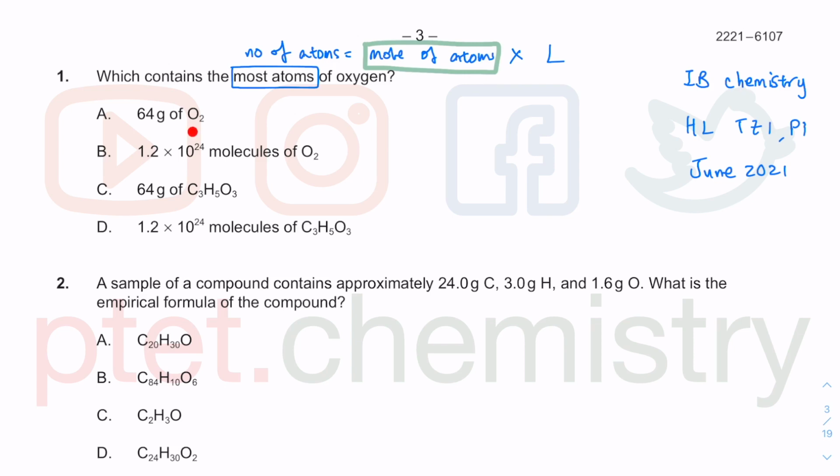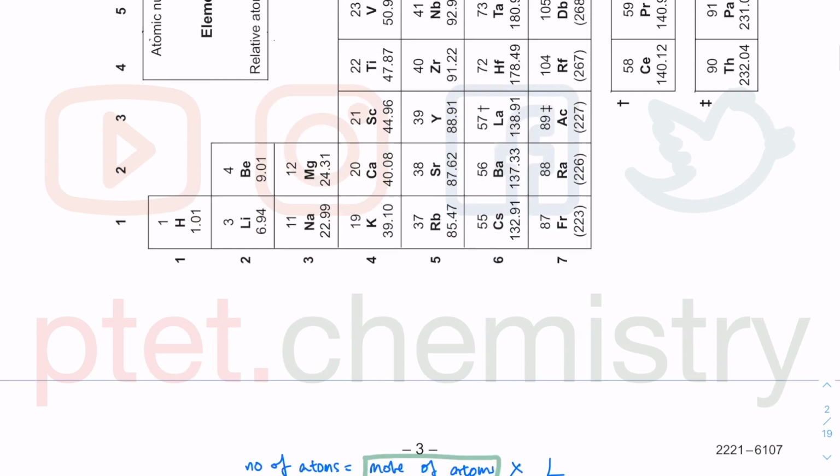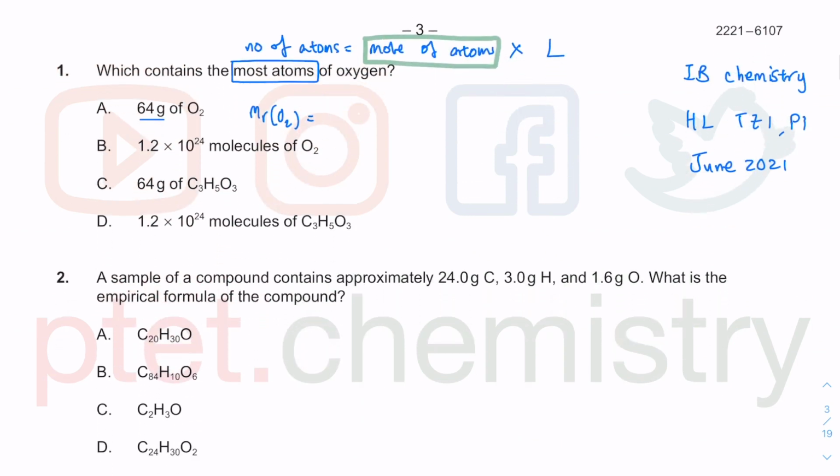In this first option, we are given reacting mass here. So we need to work out the MR of O2. The periodic table for IB paper is within the question paper itself. That is slightly different from the usual periodic table that I do for my A-level chemistry tutorials. So we have to use this periodic table as it is given in the question paper. That is 16.00 multiplied by 2.